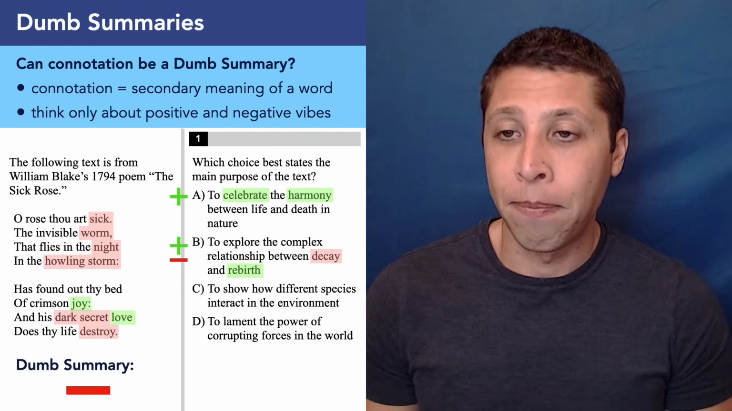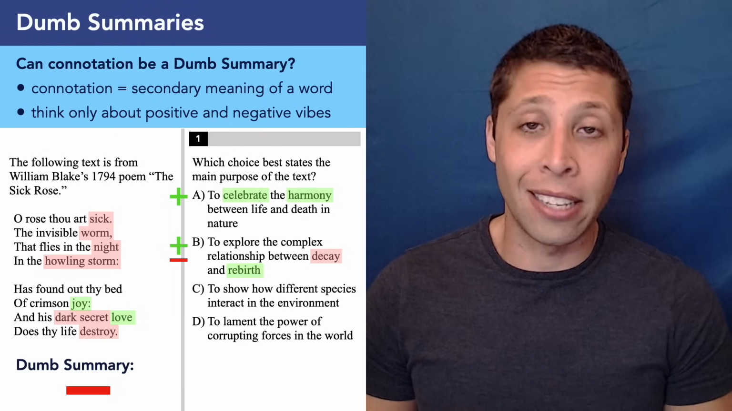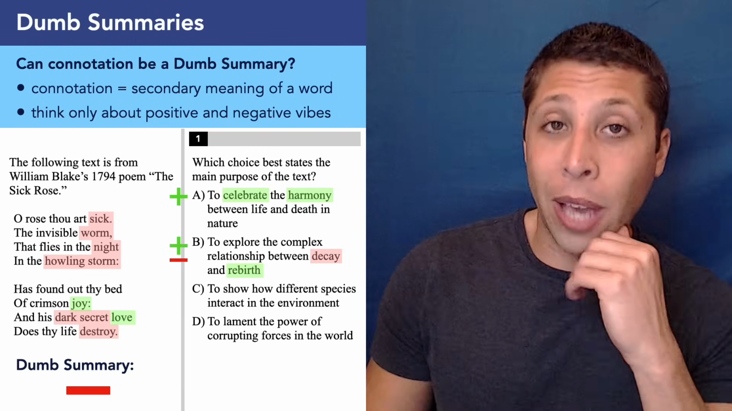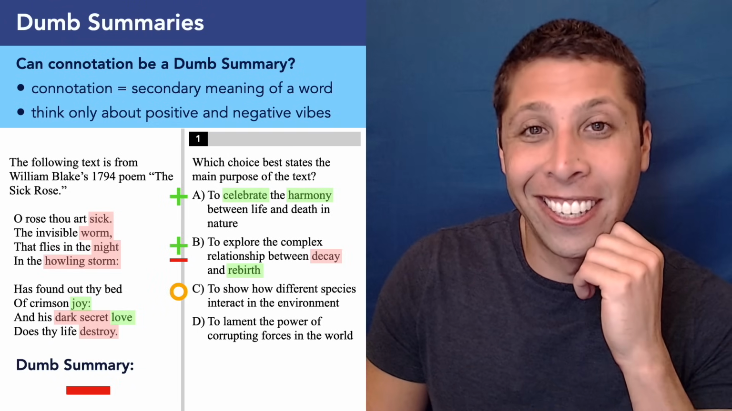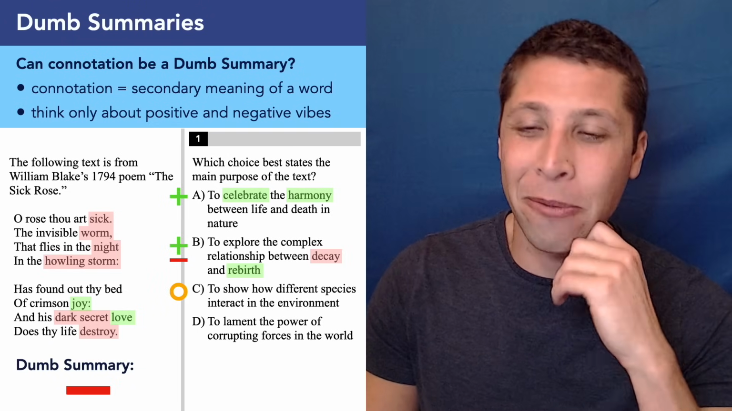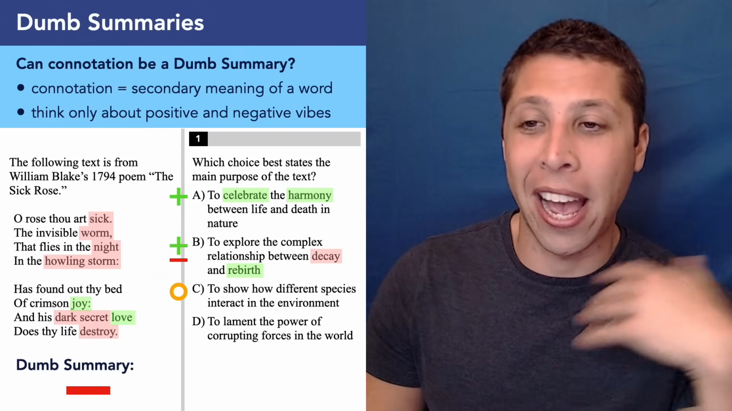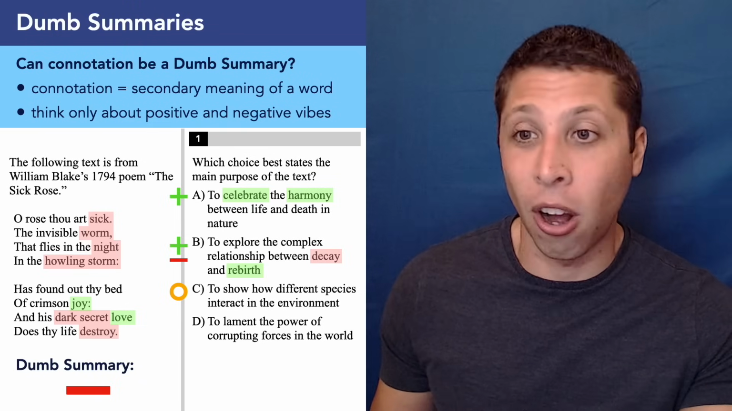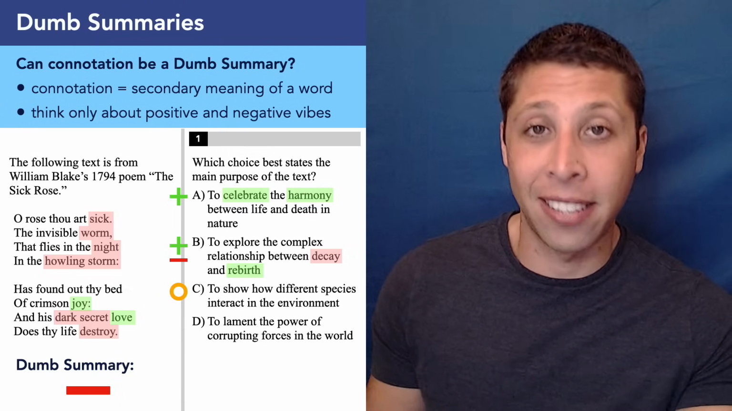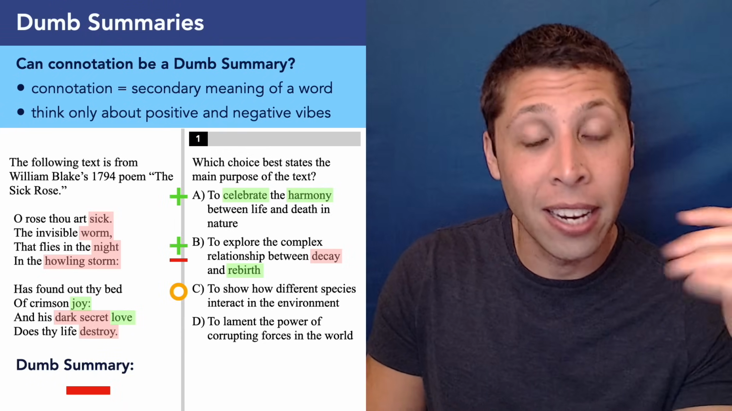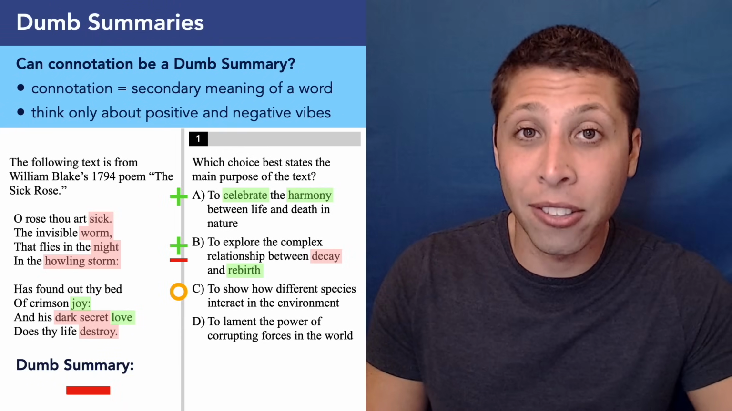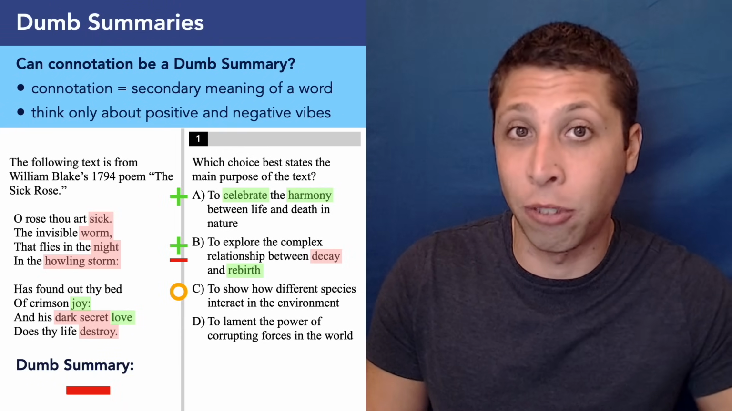Let's look at choice C. To show how different species interact in the environment. Well, okay. How do they interact? Do they interact in a good way or in a bad way? This is a great example where we have a choice that has no connotation at all. It's kind of going out of its way not to take a side. So that's probably not right since we clearly had a negative passage. We want a very clear negative choice.